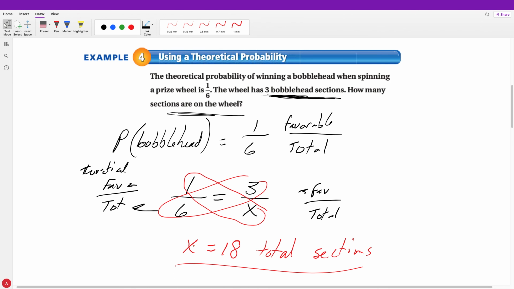Because if there are 3 bobblehead sections, I know that 3 over 18 will reduce to 1 over 6, which is what we said our probability was in this example. So we can use these to predict the future as we did an experimental probability. We could still do that with theoretical as well, or we can use this information to then figure out some missing pieces. Like in this case, how many total sections were on that spinning wheel. All right, that is it for this video.